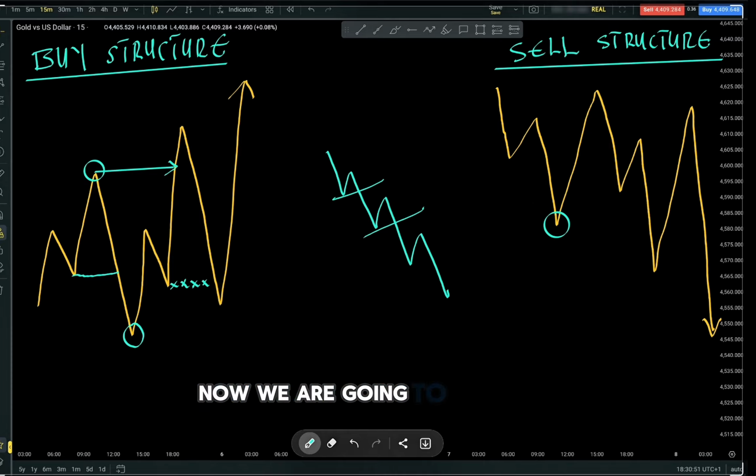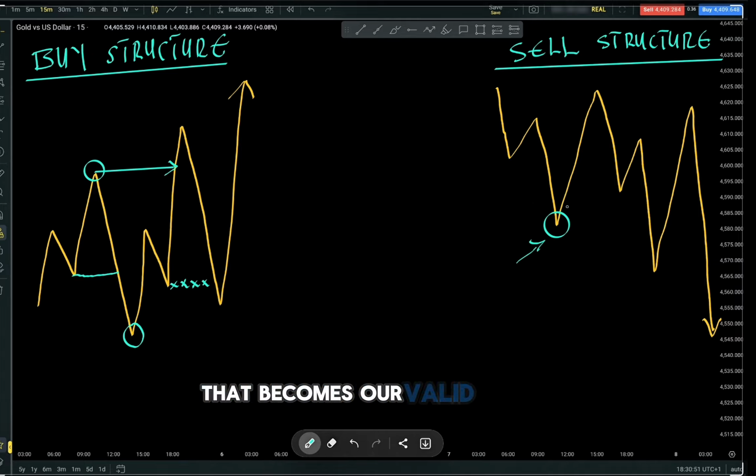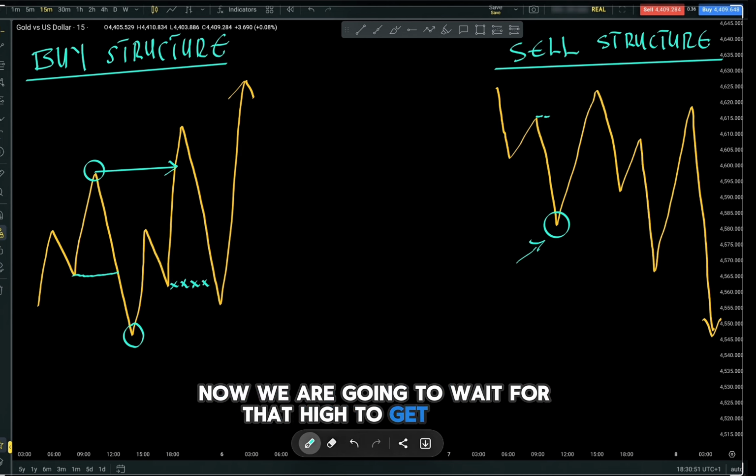Now we are going to wait for one low, which will go all the way up and take at least one high out. If it takes that high out, that's where we are getting interested, because that means that there was liquidity pumped into the market at that point. So it was able to take this high out. That means that there is liquidity there. We want to identify that particular low. In this case, this particular low here becomes our valid major low, and it took out this high. Now we are going to wait for that high to get broken.